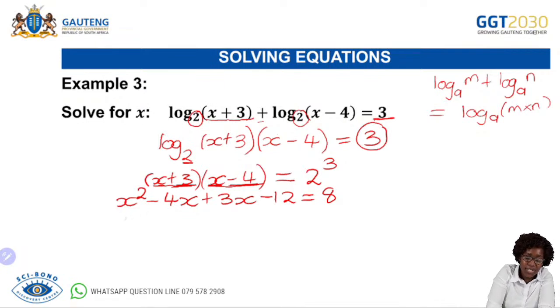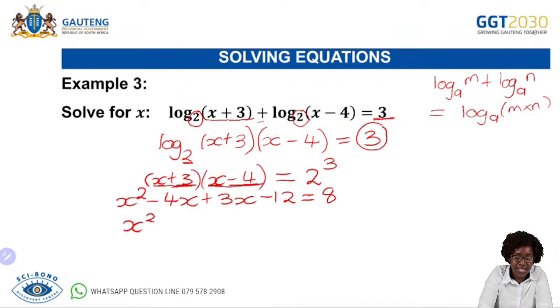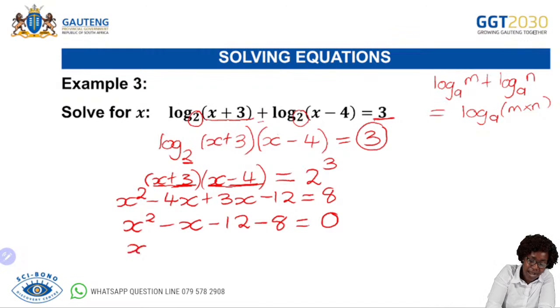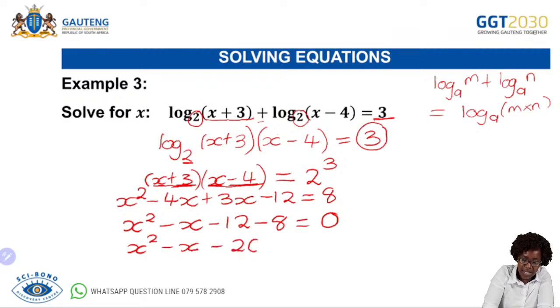So let us continue. x squared, we're going to add these two like terms. −4x plus 3x gives us −x. Then we subtract 12. And at the same time, I'm now going to bring the 8 to the left-hand side. This becomes −8. Then this is equal to 0. Now moving forward, this becomes x squared − x − 20 = 0.